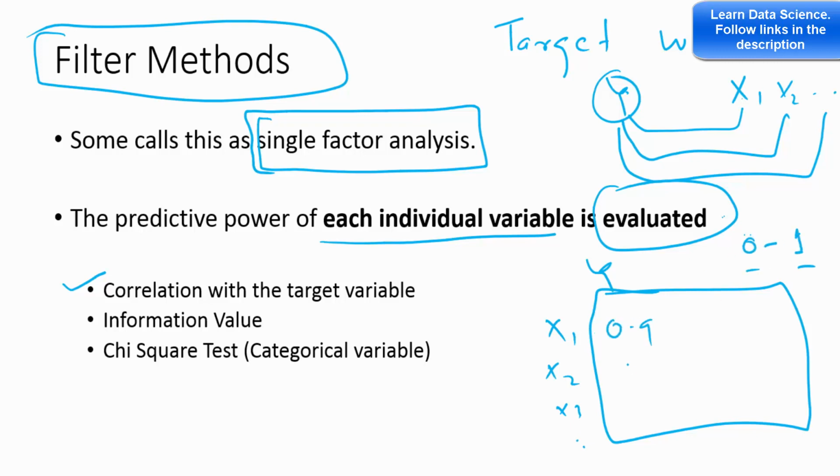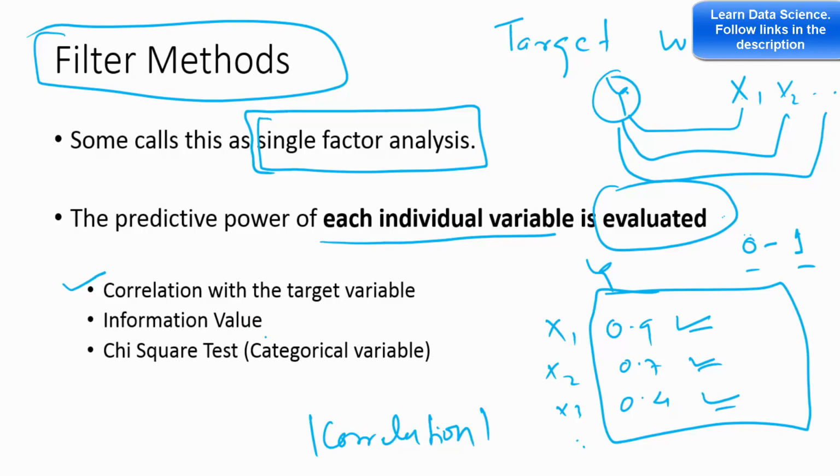So the one that has the maximum, whether it's negative correlation or positive, or the modulus of correlation, whether it's positive or negative, doesn't matter. The one that has the highest modulus of correlation is the one to be having the highest predictive power. Okay, so here x1 has the highest, followed by x2, and then x3, right?